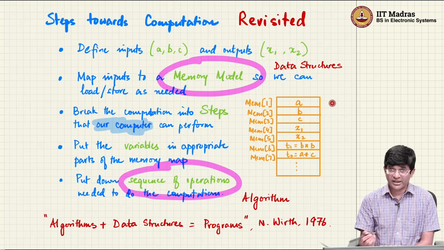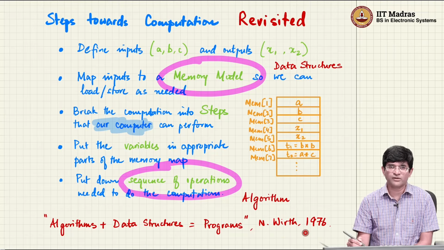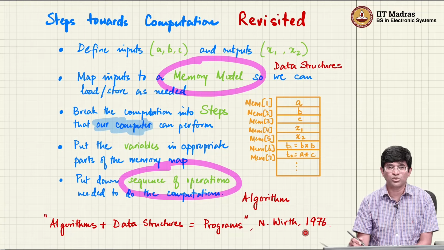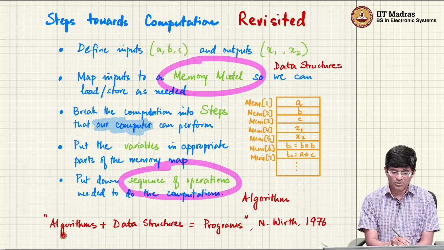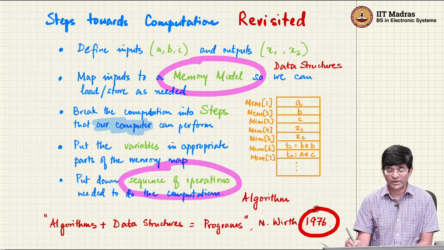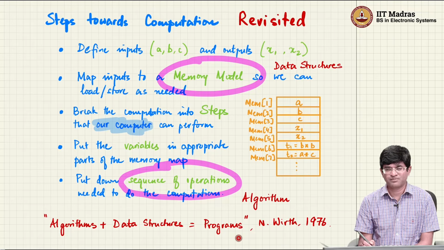There is a very well regarded book by Nicholas Wirth, who is one of the pioneers of computer science. For those of you who have heard of the language Pascal, he was one of the inventors of Pascal, pretty much the inventor of Pascal as far as I know, right? He wrote this book way back in 1976, quite old, called Algorithms plus Data Structures equals Programs, right?